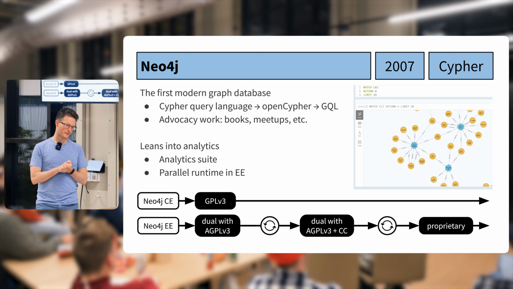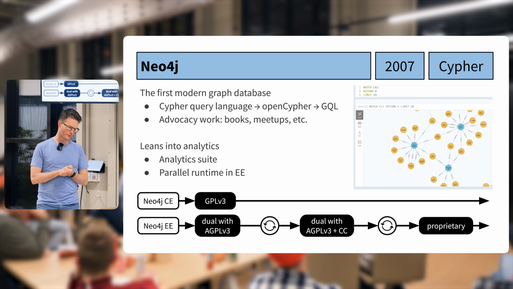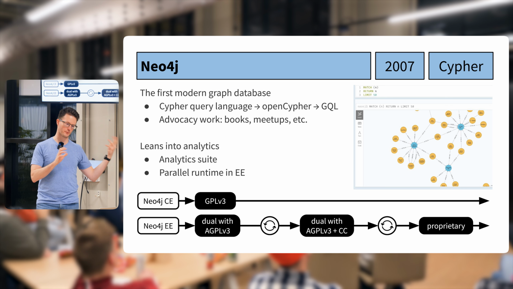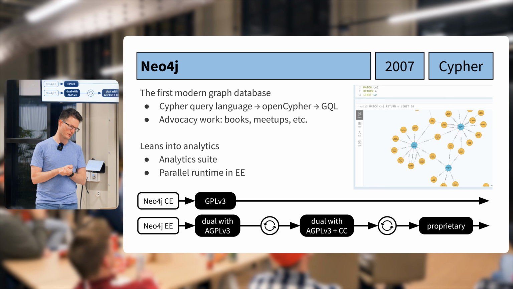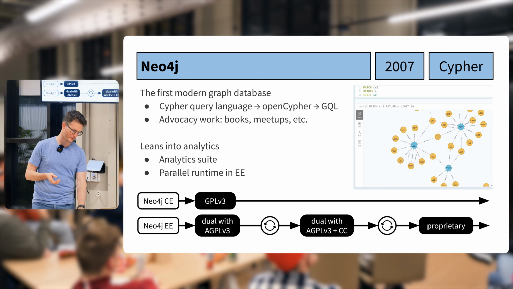Neo4j in particular is the first modern graph database. They introduced the Cypher query language, and they have taken a lot of work on their shoulders to turn it open source and to standardize it as GQL. And they also did a lot of great advocacy work, publishing books, running meetups, and everything.